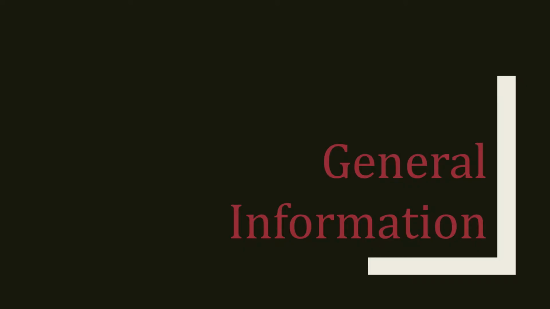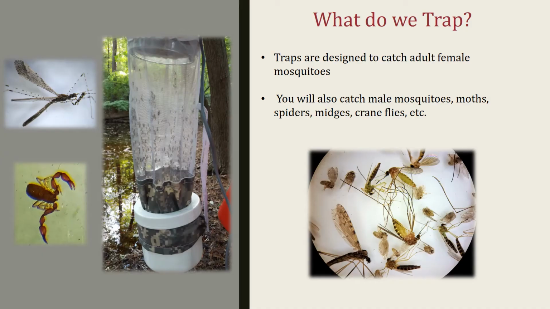Starting out with general information. What do we trap? The traps are designed to catch adult female mosquitoes, but you will also catch male mosquitoes, moths, spiders, midges, crane flies, etc. On the left, you can see some of the cool things you might come across in a trap.